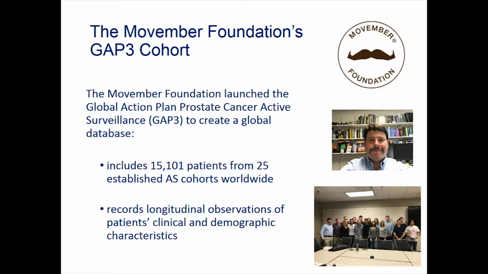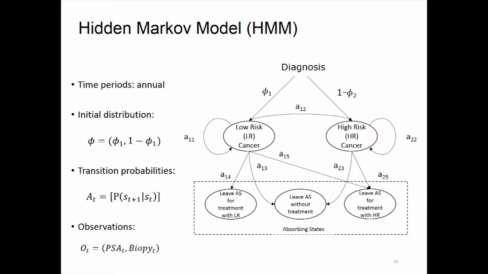But we're working with data from a very large number of studies. Movember put together this data set. They convinced 25 established active surveillance cohort studies to pool their data, and we're working with that now. It's opening up all kinds of opportunities.